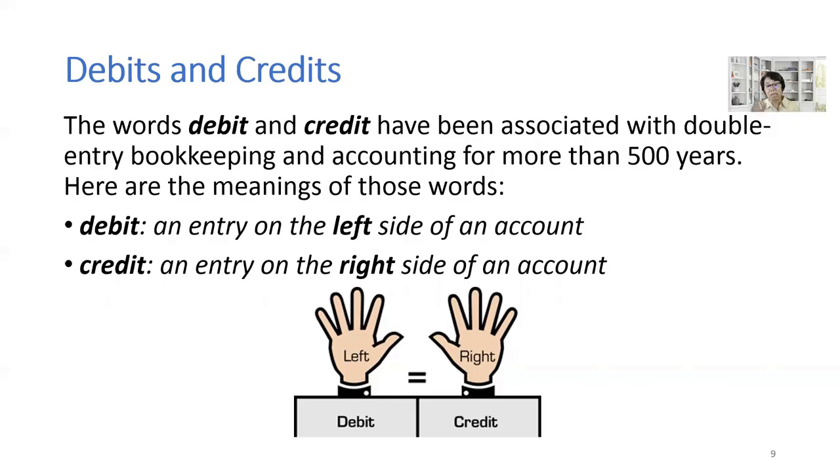Credit means right. So you can always rely, if you see credit, it means it goes on the right side, okay? So if you look at the hands at the bottom, the left hand is the debit and the right hand is the credit.